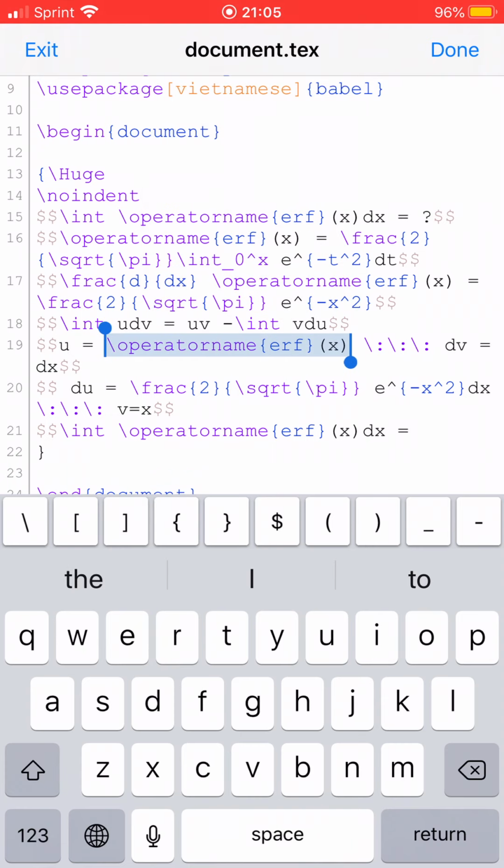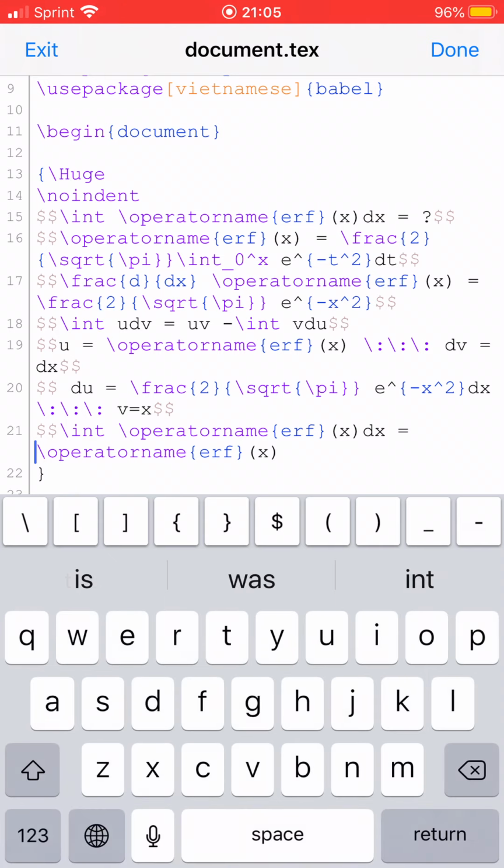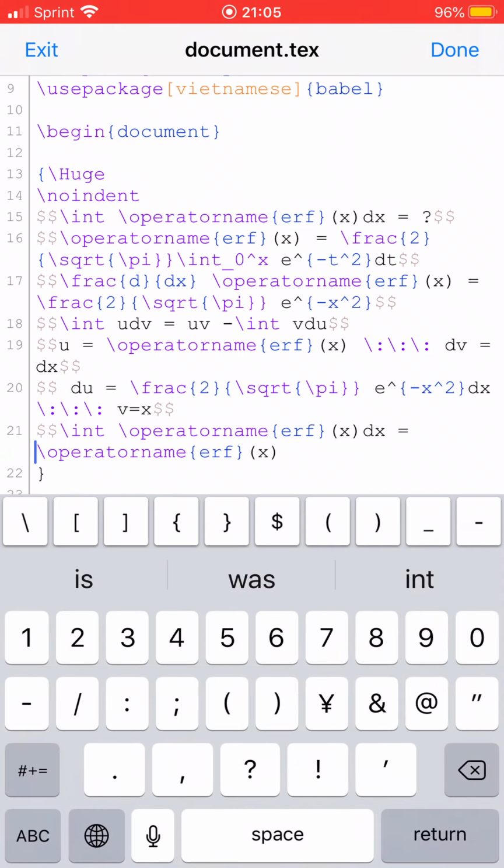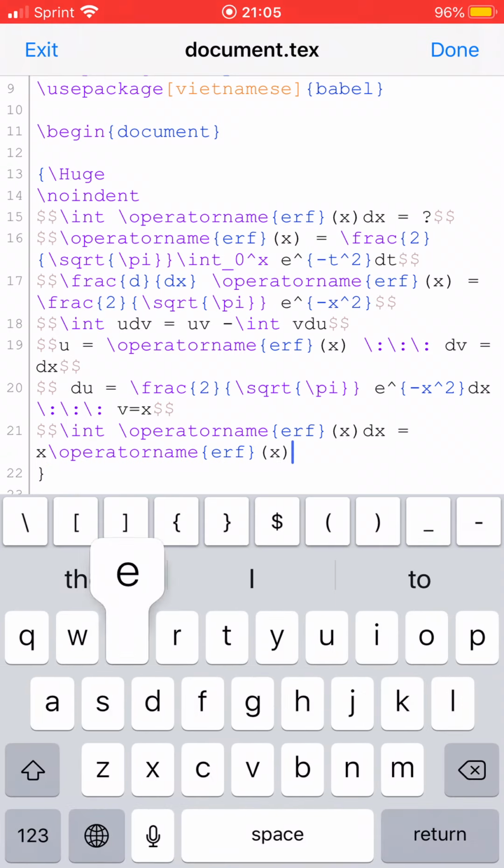I shouldn't call it earth. The error function, and then v is x, so I prefer writing x before the error function. So integral of u dv equals uv minus the integral of v du, and v is x, and du is 2 over square root of pi times e to the negative x squared dx.